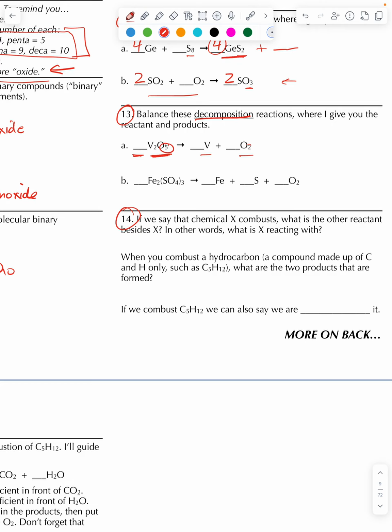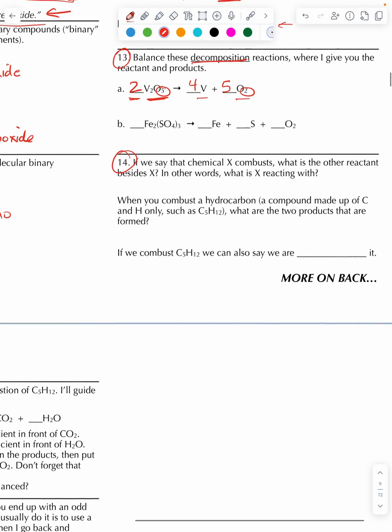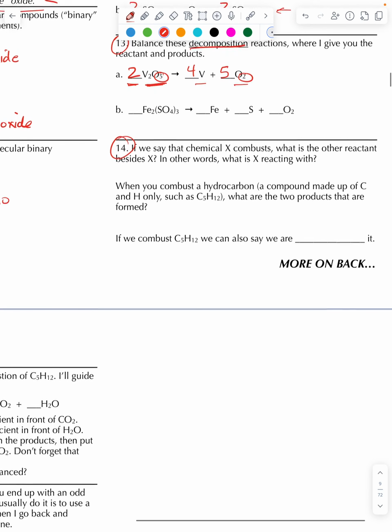The whole even-odd thing I always like to do. So I have a 5 and a 2. Let's see what happens if I put a 5 and a 2 here. That gives me 10 oxygens. Well, now to balance it, what do I need in front of the V, the vanadium? A 4. Okay. But anyways, I'll just save a little time because I think I'm going to do some more of these decompositions later when you have to predict the products or something.